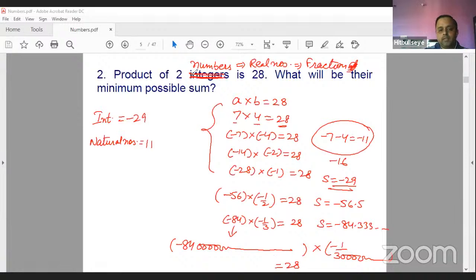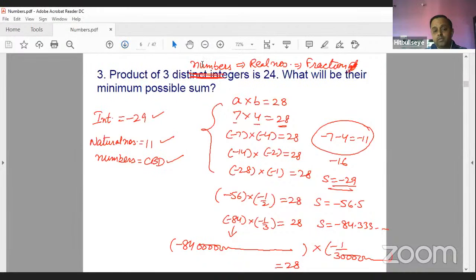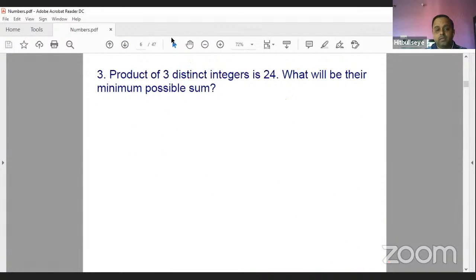So that means if I use only numbers instead of integers, in that case also, for the case of numbers, the answer cannot be determined. So again, for integers -29, for natural numbers 11, for numbers only the answer would be CBD, cannot be determined. Now I think it is clear to you that the definition of the numbers is very important while solving the questions. You cannot ignore that part.